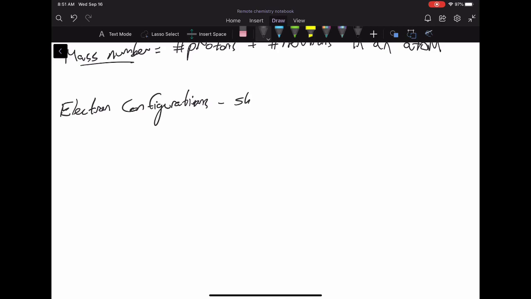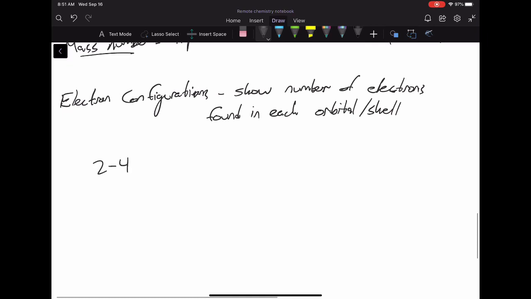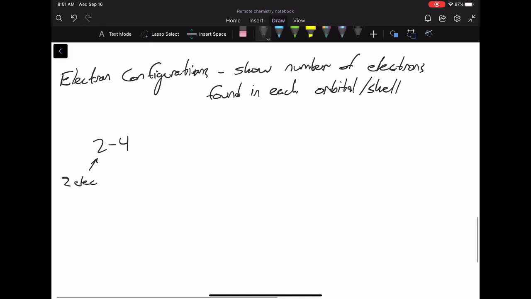electron configurations show the number of electrons found in each orbital or shell. So for carbon, we have 2-4. So this 2 just means that you have 2 electrons in the first orbital. And then the 4 means that you have 4 electrons in the second orbital.